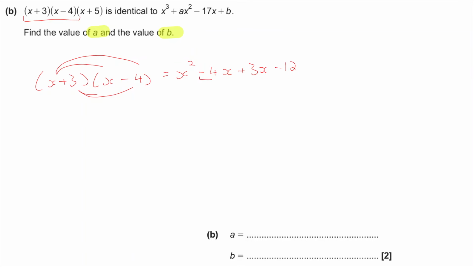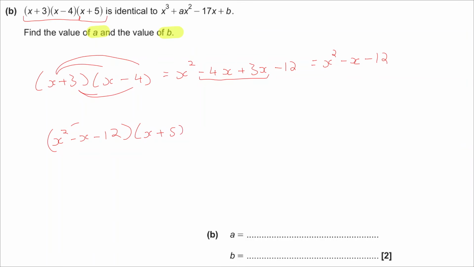Of course, this part here you can simplify. So it's going to give you x squared, and then minus 4x add 3x will give you negative 1x, so just negative x. And you've got that minus 12, which is there. So the first two brackets give you x squared minus x, and then take away 12. And you're timesing this still now by the third bracket, which is x plus 5.